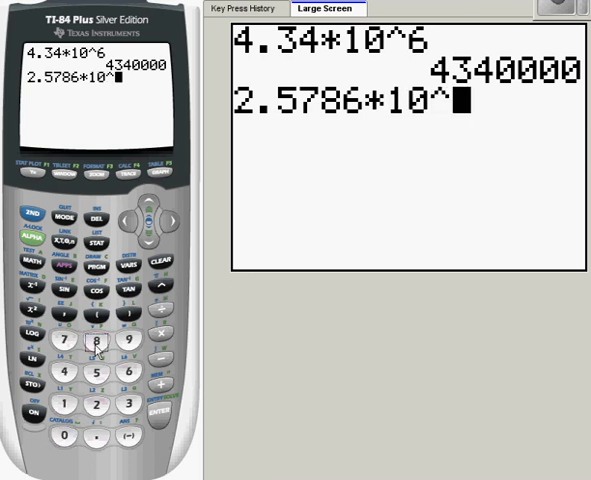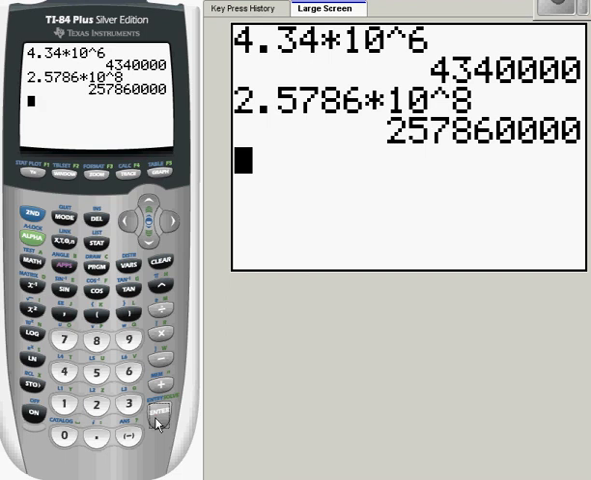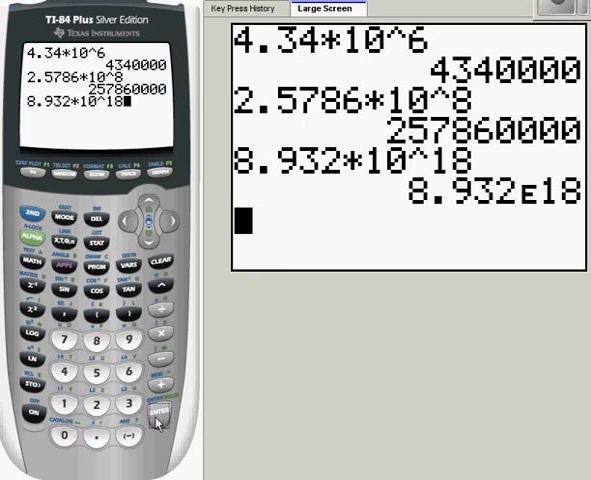And I'm going to do one more. It was one of our original examples, 8.932 times 10 caret 18. And now what do you think happened there? It gave me 8.932 times 10 to the 18th power. It gave it to me in scientific notation, and my calculator is in normal mode. The reason that it did that is because that number, and of course that would be 15 more zeros added behind the 932, and I'd take out my decimal point, is too long for the width of your calculator screen.